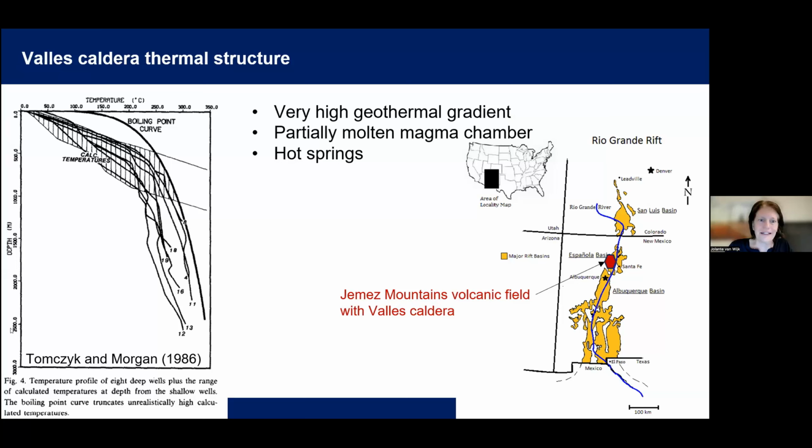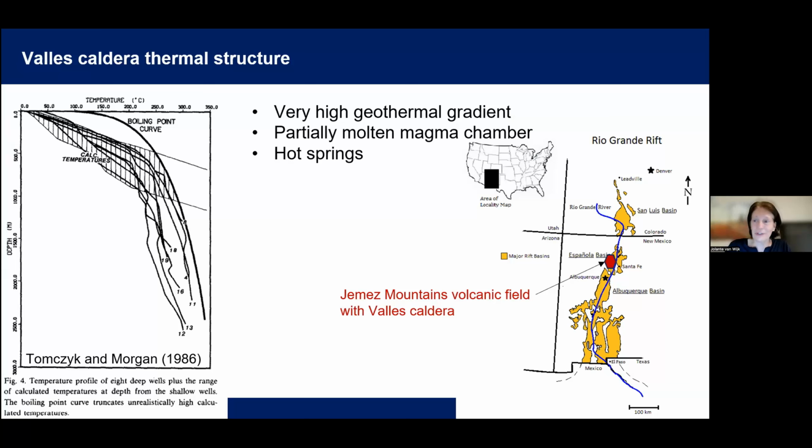The vertical axis here is depth. Here's 500 meters, here quite at the top. And temperatures 500 meters below the surface here vary from about 100 degrees to 250 degrees Celsius. So these people were looking for very high geothermal gradients, what they found here. And this is the result of being on top of this partially molten magma chamber.